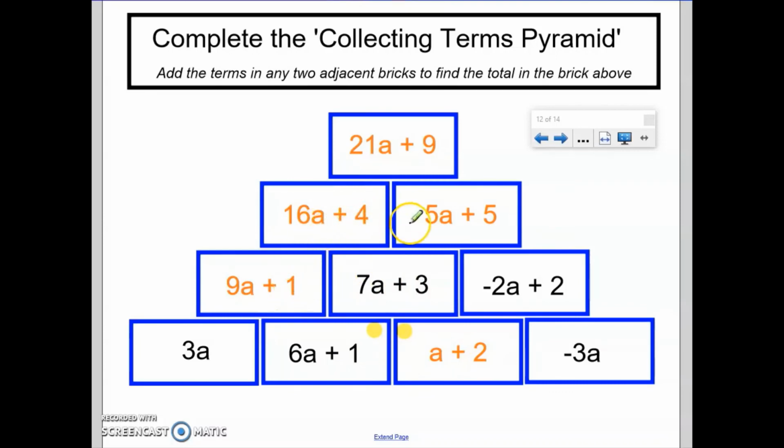Then we can work through the other bricks by collecting the like terms, putting the a's together, and also the normal numbers would be kept separate. They are not like terms to the a, so they would be kept separate. Very well done if you achieve the top brick of 21a plus 9.